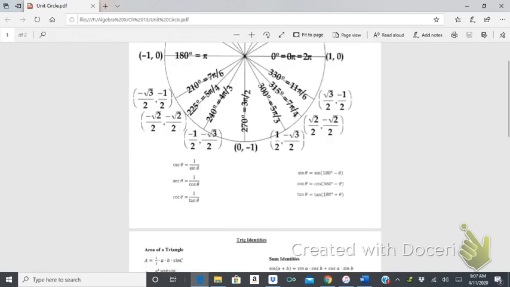So at the bottom of the sheet, it's really nice because you're going to notice that it already tells you what cosecant is, it already tells you what secant is, it already tells you what cotangent is. Okay, so it actually already tells you those things, which is really nice because it kind of takes the thought process away from you.